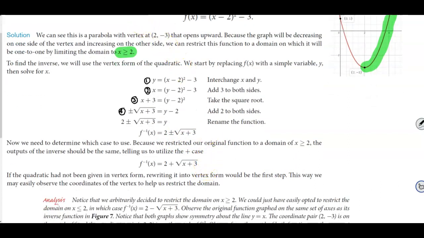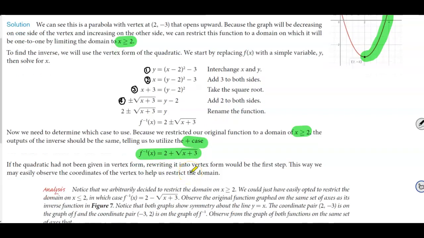So now what we need to do is determine which case to use. Because we restricted our original function to the domain of x is greater than or equal to 2, the outputs of the inverse should be the same, telling us to utilize the positive case. So therefore, f inverse of x is going to be 2 plus the square root of x plus 3.